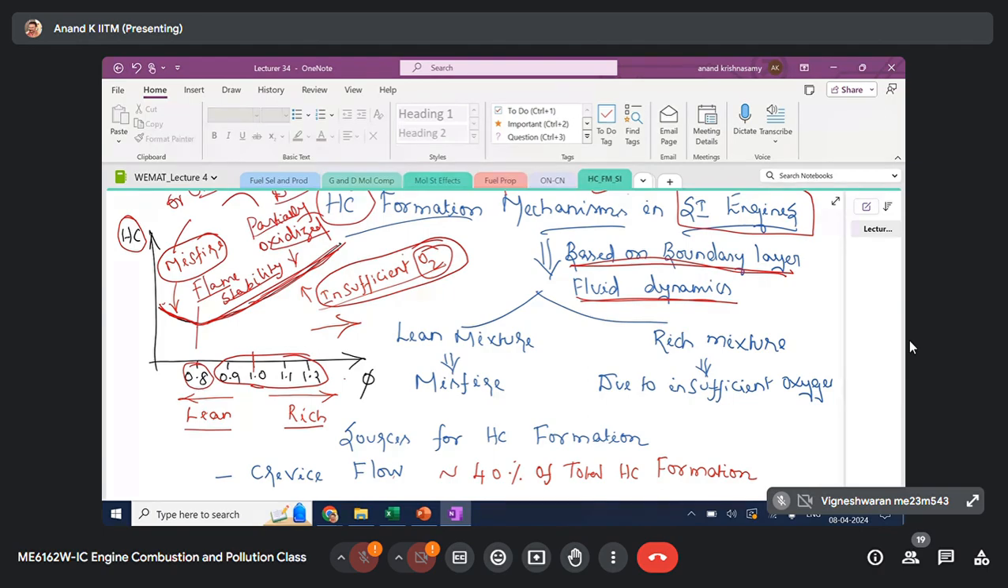In fact, HC emission from an SI engine is higher compared to a CI engine because you are running towards a rich region with less oxygen. That's the reason for very high HC from an SI engine compared to a CI engine. A CI engine will ensure oxygen availability with a lean mixture. So on the rich side, the problem is insufficient oxygen that causes HC formation. On the lean side, you will have poor flame stability leading to misfire. That is what is causing a high rise in HC emission. So both lean mixture and rich mixture can cause high HC formation in a spark ignited engine. This is important information you need to note down.